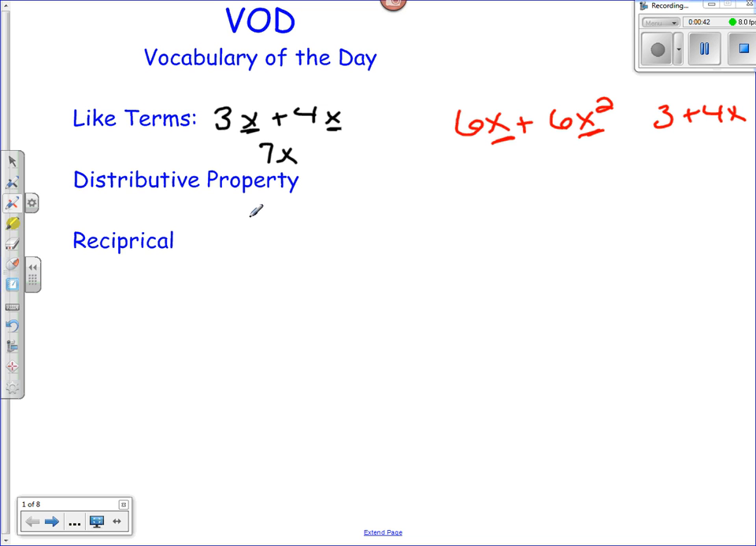Distributive property, a property where you are distributing a product, you're multiplying over a sum or a difference. For example, 3 times the quantity x plus 2. We are distributing or multiplying this 3 over everything on the inside. 3 times x would be 3x. 3 times 2 would be 6. Reciprocal, we keep talking about it. It is flipping that fraction upside down.